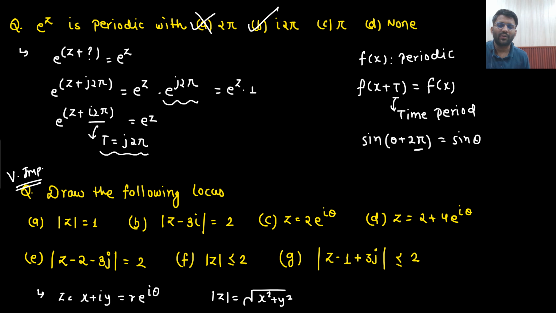Next, we will draw B. Z minus 3 iota equals 2. Magnitude of Z minus 3 iota equals 2. What is Z? Z is nothing but x plus iota y. X plus iota y minus 3 iota, magnitude equals 2. Can I write this as x plus iota y minus 3 equals 2? Z minus 3 iota only is given. Yeah. Magnitude of x plus iota y minus 3 equals 2.